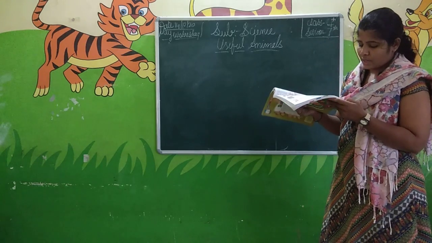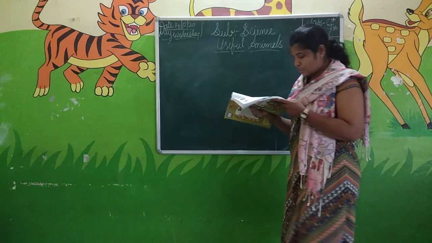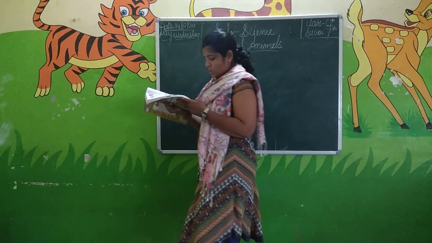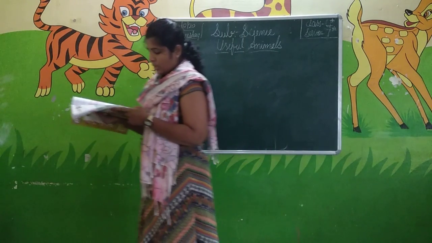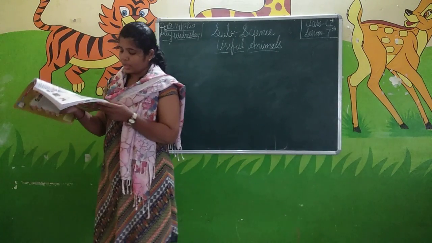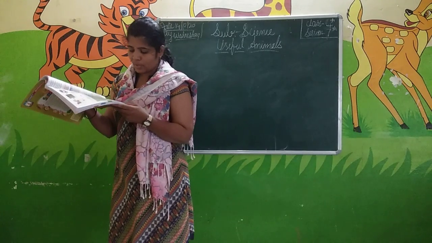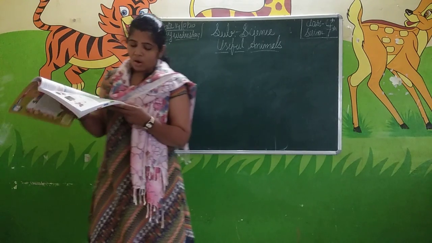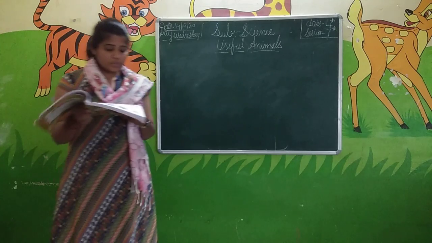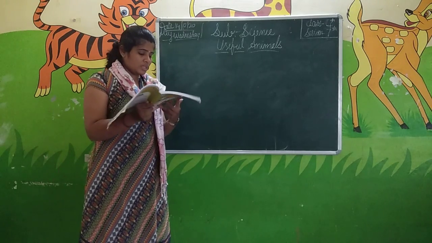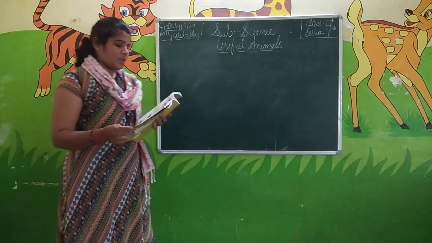Other uses of animals. What are the other uses? Horses, camels, elephants, bulls and donkeys are used to carry loads and also for transport. Camels transport goods from one place to another place.